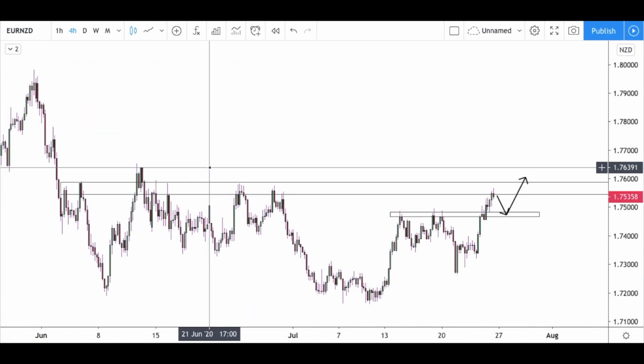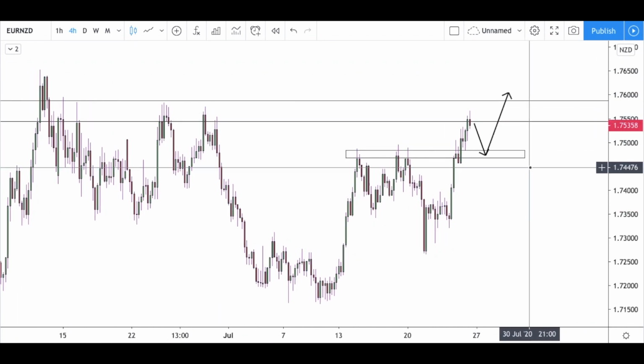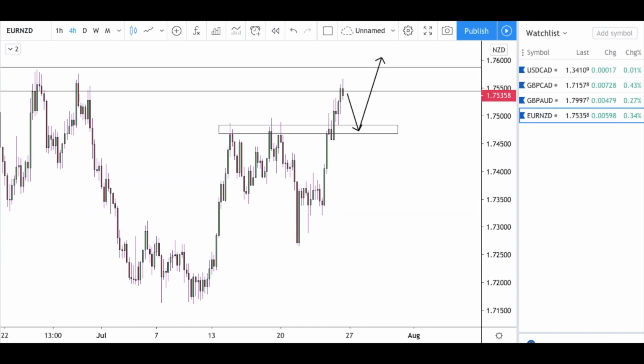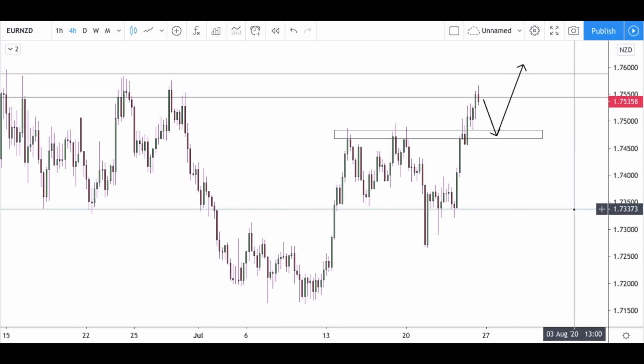So that's pretty much it for right now. The main pairs I have is USDCAD and GBPCAD, EURNZD, and we also have a setup on GBPAUD. So we'll see how this trade plays out.